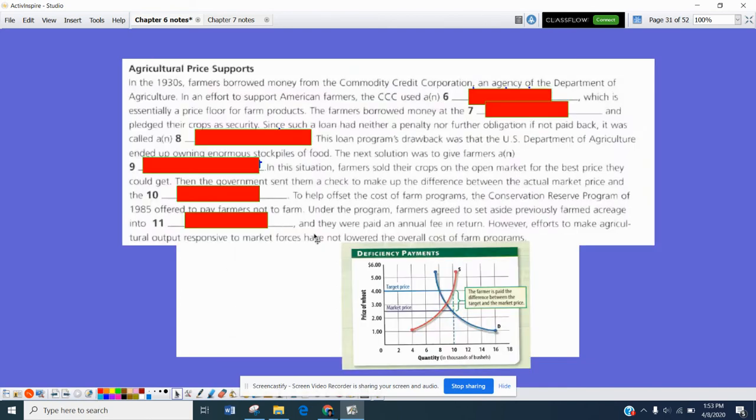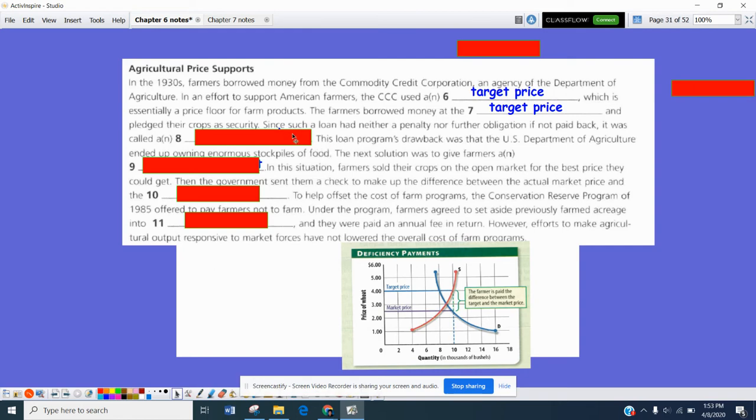So a price floor is kind of a safety net in a way to help protect producers that are out there. So going back to talking about agriculture, in the 1930s, farmers borrowed money from the Commodity Credit Corporation, or CCC, not to be confused with the Conservation Group. This was an agency of the Department of Agriculture in an effort to support farmers. The CCC used target prices, which is essentially a price floor on farm products. Farmers borrowed money at target price and pledged their crops as security.